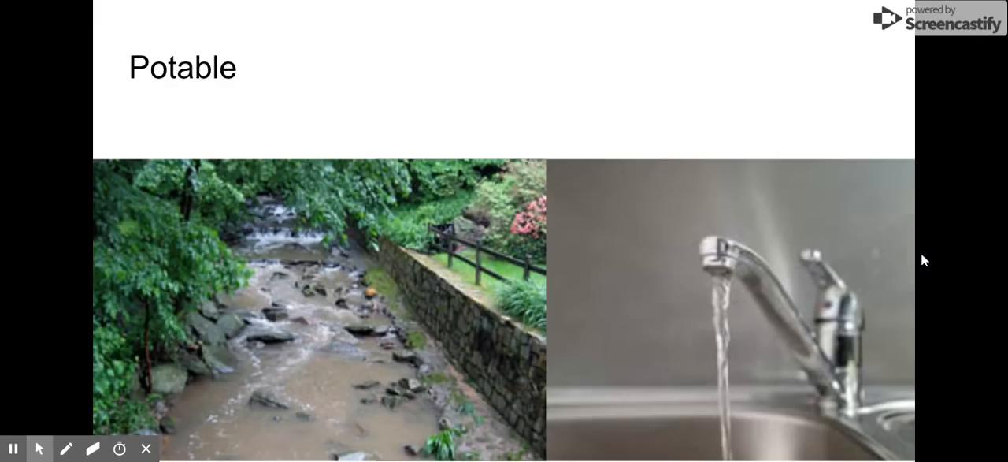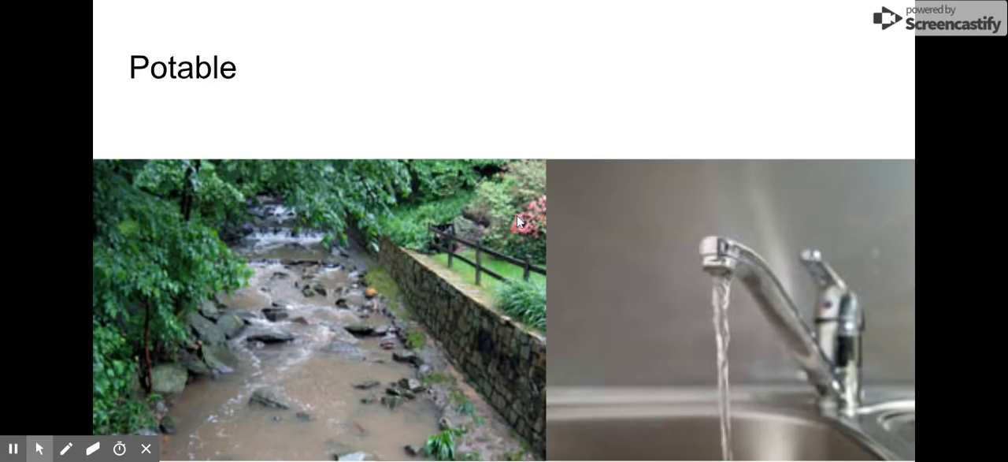Now, the last term that we have is potable. All that potable means is that the water that you have access to is also safe to drink. You do not need a source of water. You need a source of potable water. That means that you can drink it and not get sick.